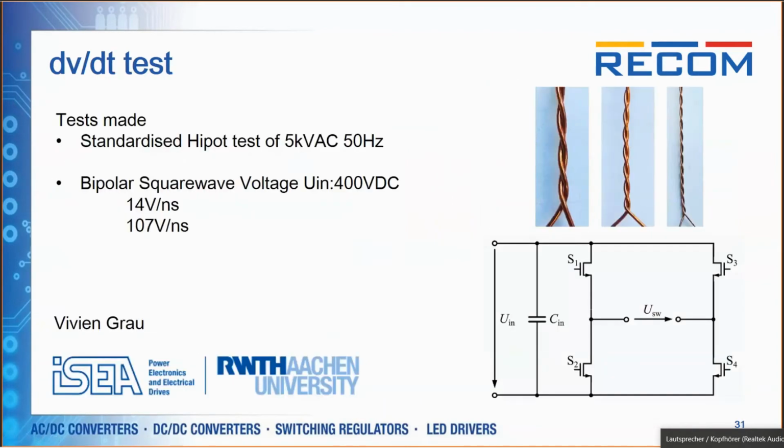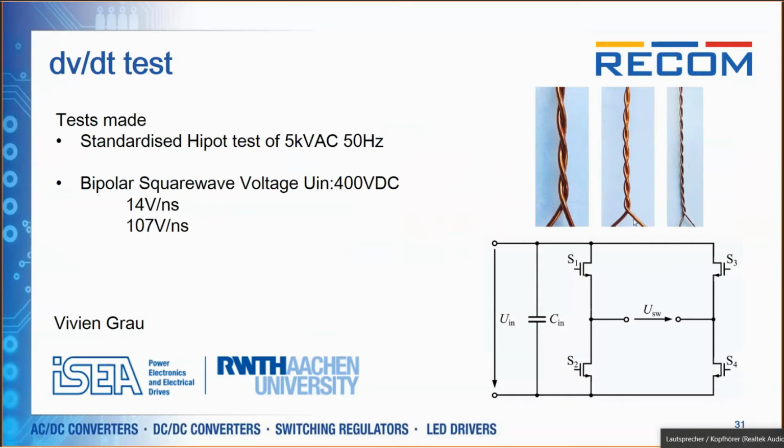Another very interesting test was made by Miss Vivian Grau at University of Aachen. They wanted to analyze why the inductor failed in a GaN DC-DC converter. So she made an interesting test. She made a twisted pair lacquer wire test and built up an H bridge, so that you have a bipolar, square wave voltage.